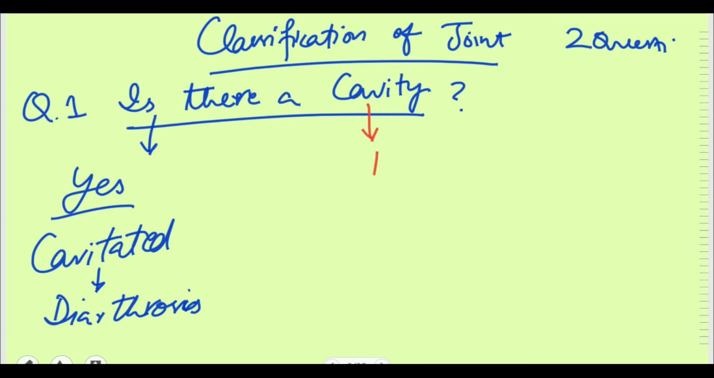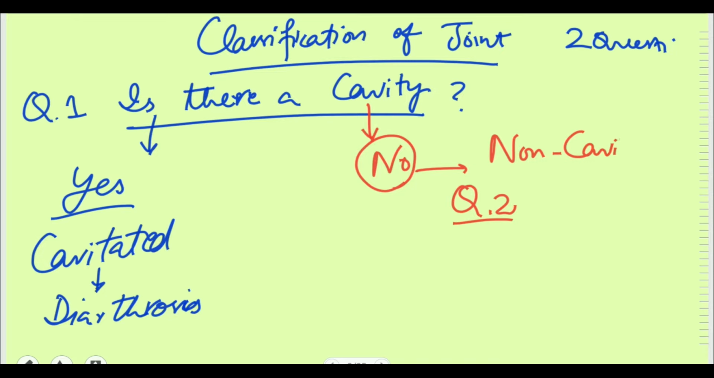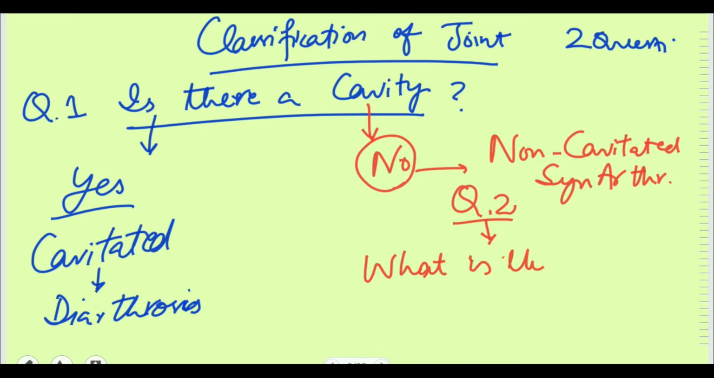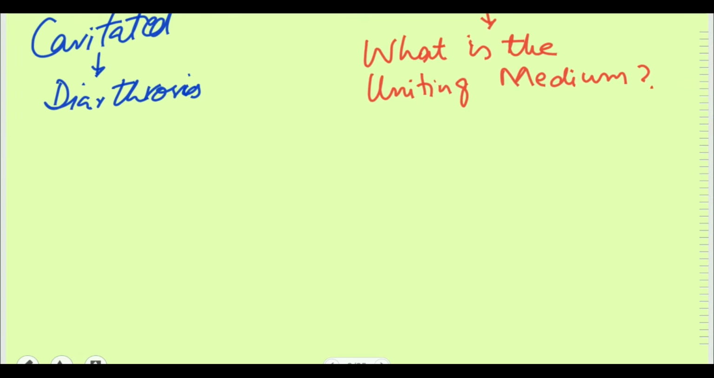If the answer is no, the joint will be labeled as a non-cavitated joint or synarthrosis. But then comes question number 2. Question number 2 is: what is the uniting medium? What is the uniting medium? This is question number 2, and the answer will give us two categories.